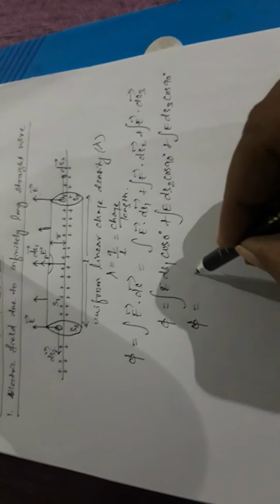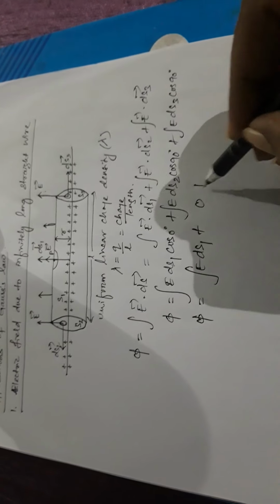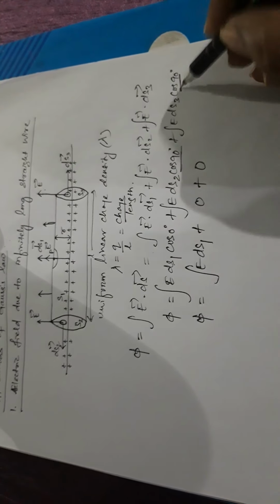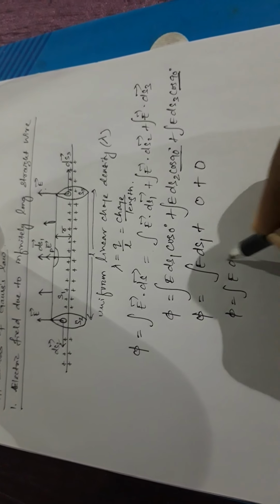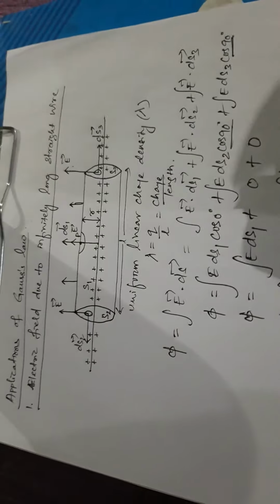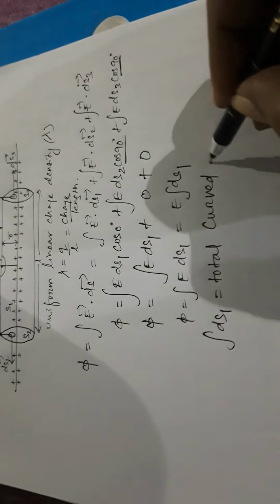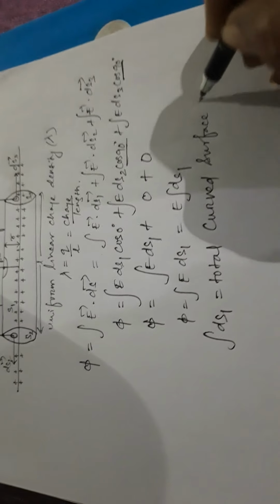So phi is equal to integration of E ds1 plus 0 plus 0, because cos 90 is 0. So here phi is equal to E times integration of ds1. Now integration of ds1 is what? Integration of ds1 is the total curved surface area of the cylinder.